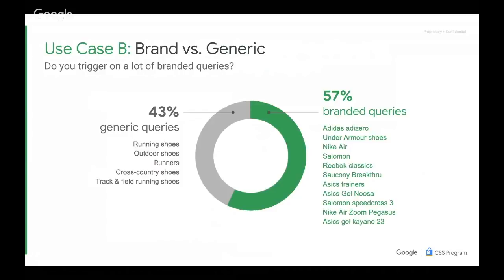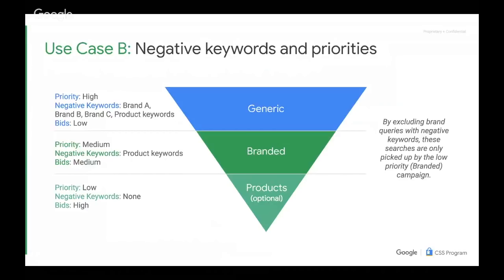You can, for example, set up 2 campaigns targeting the same products, one campaign for generic and one for brand. Now, why would you target the same products in 2 different campaigns? It's because you'll use campaign priority, different bids, and negative keywords for targeting. Let's take a look at this in a bit more detail.